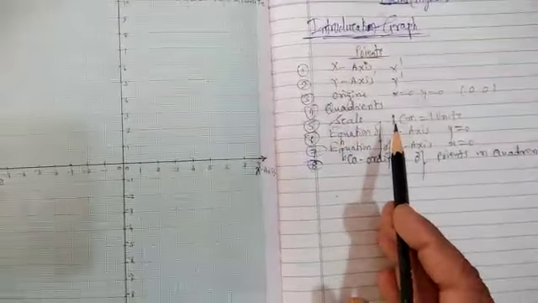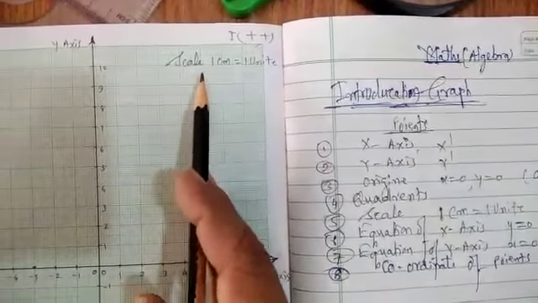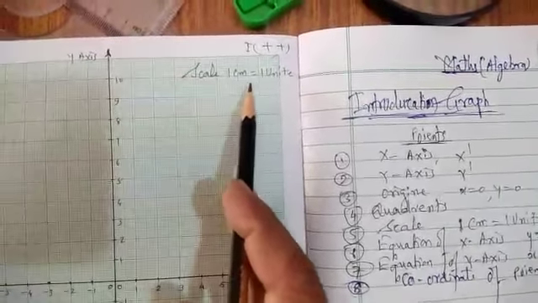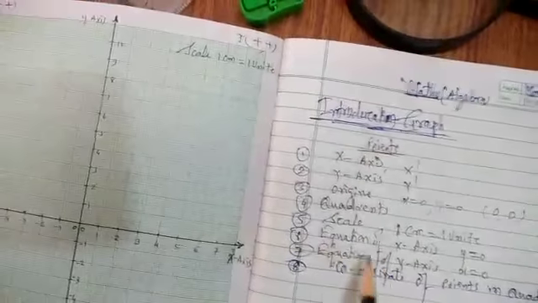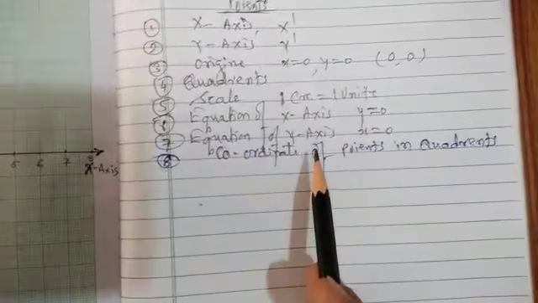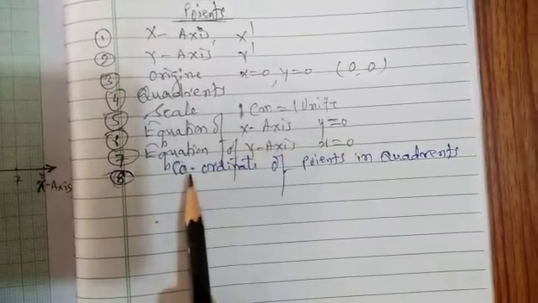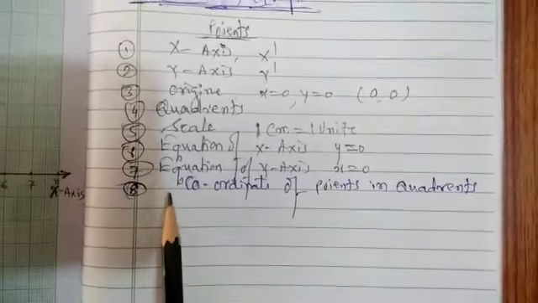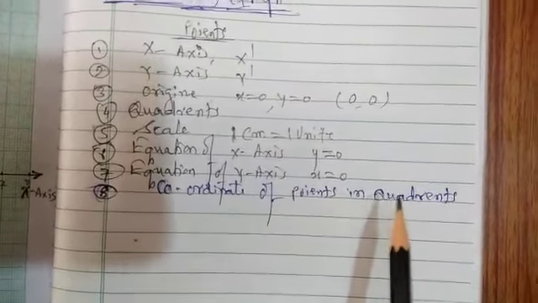Scale. What is scale? 1 centimeter is equal to 1 unit. We have already written a scale here. Scale 1 centimeter is equal to 1 unit. Another, equation of x-axis, y is equal to 0. Equation of y-axis, x is equal to 0. Now the coordinate of a point on the quadrant.